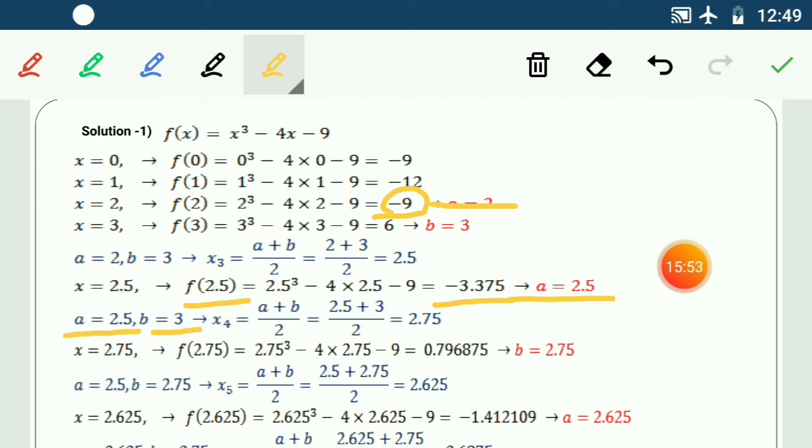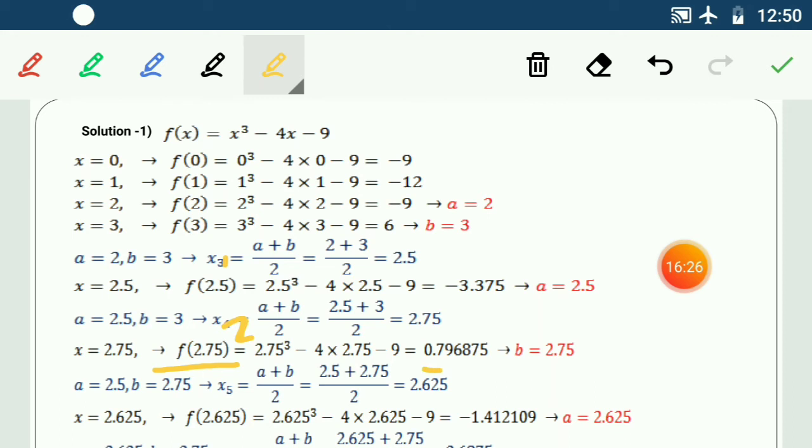B is the same. So what is my next iteration value? x2 is a plus b by 2. I put the value of a as 2.5, b as 3 and divided by 2, so I got the value 2.75. This is the value of my second iteration, x1 and x2. x2 is 2.75. Next, f of 2.75 is 0.796875.